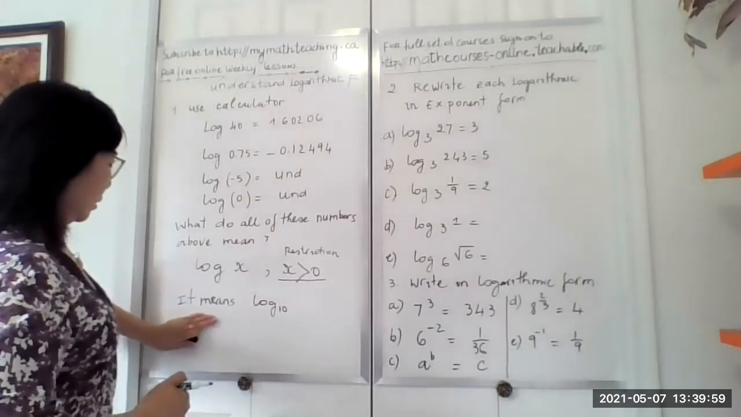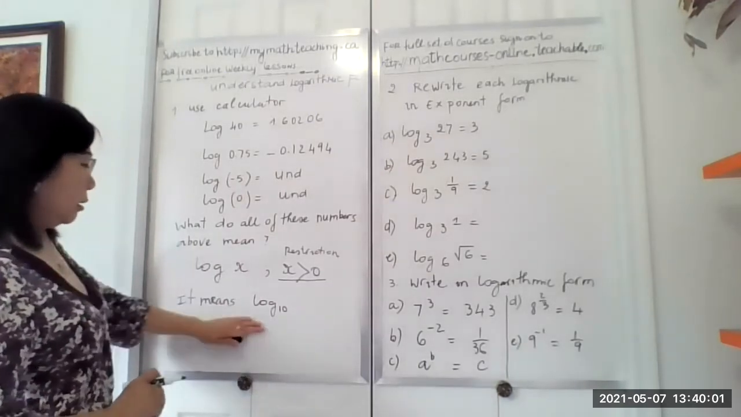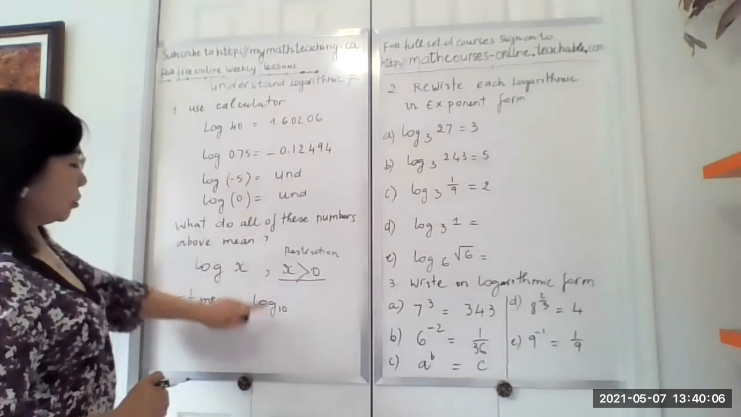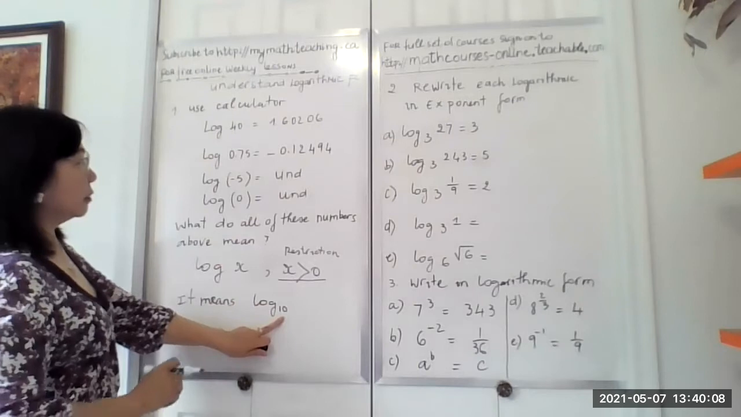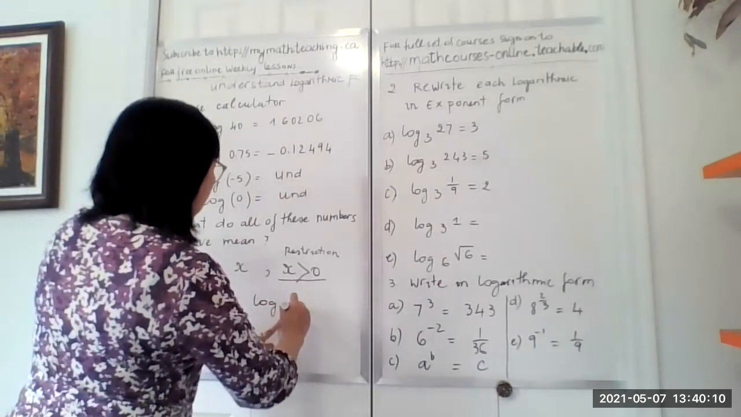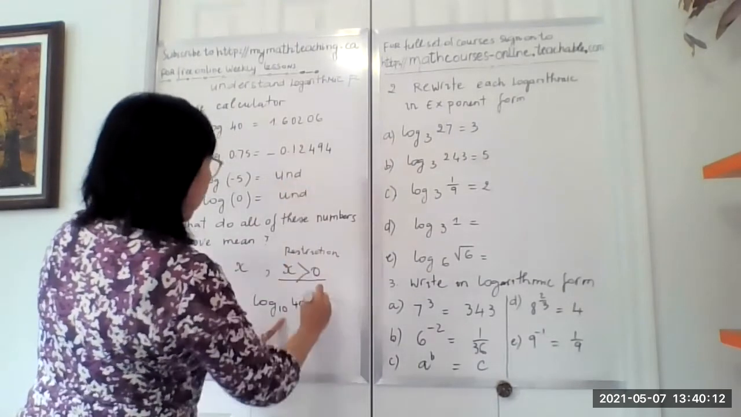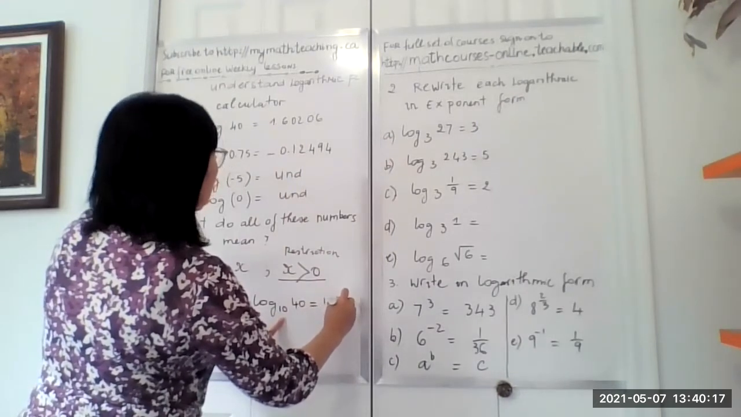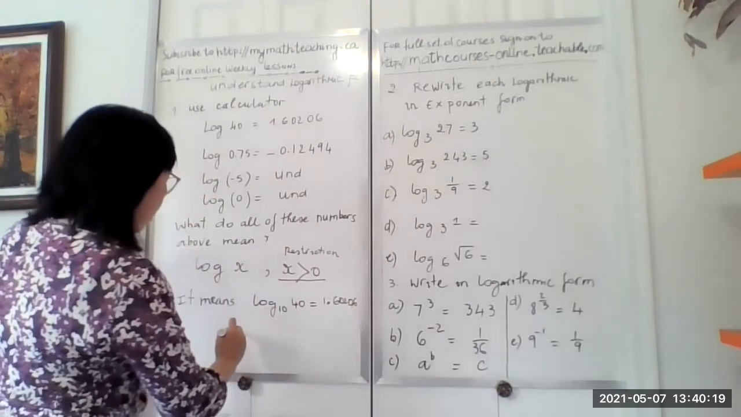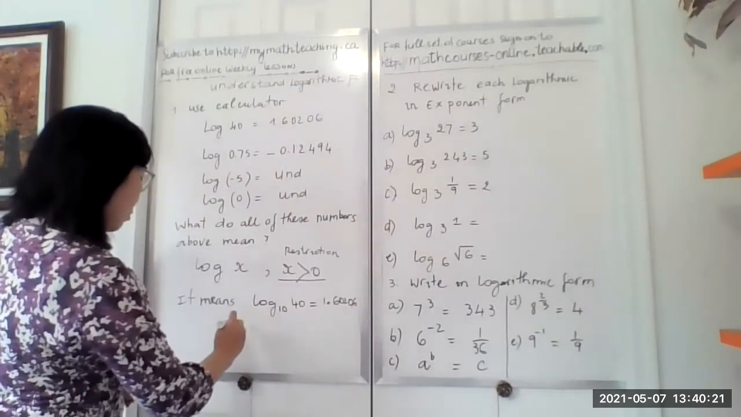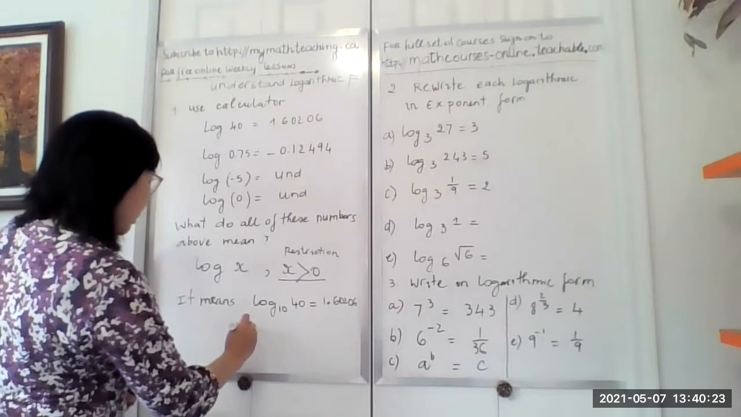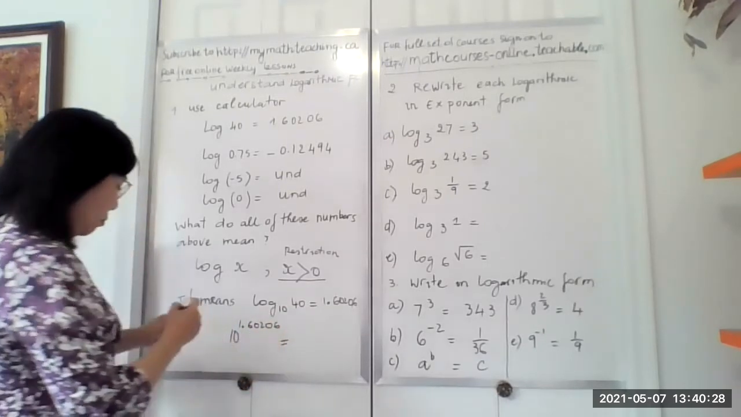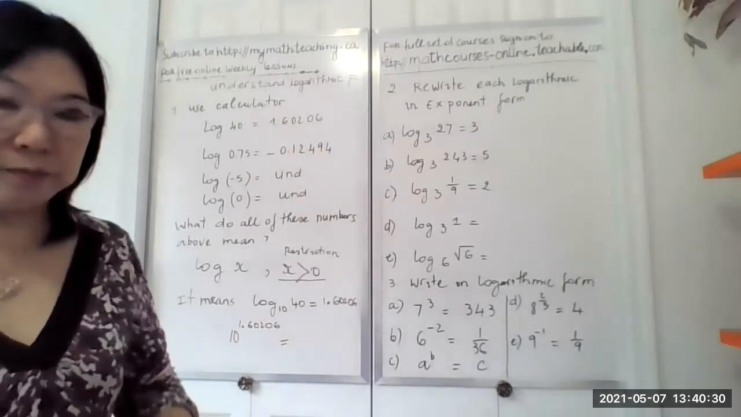And so that means that when it says log like this, we understand this is base 10. So log of base 10 of 40 will be equal to this number. It means that if we use base 10 and we raise it to the power of 1.60206, let's see what number you will get.